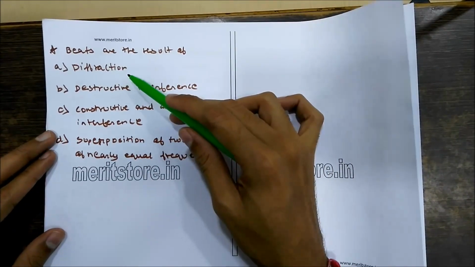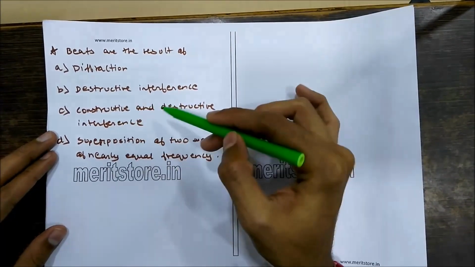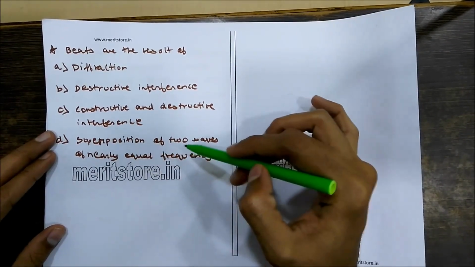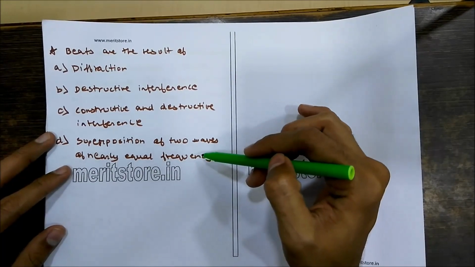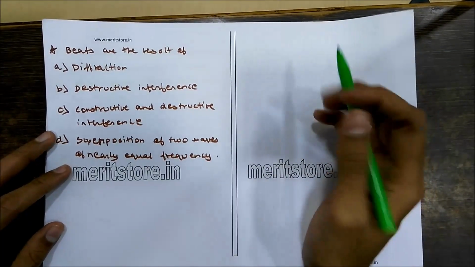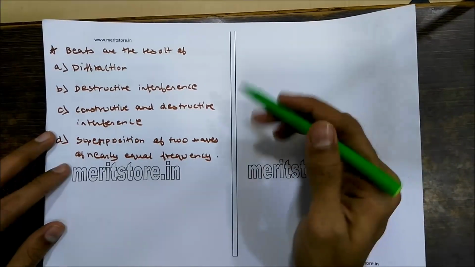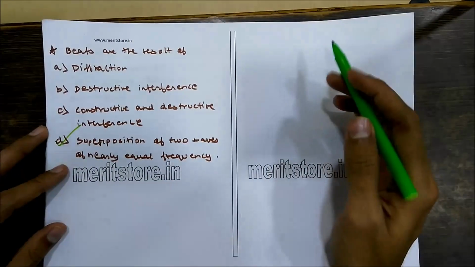Beats are the results of diffraction, destructive interference, constructive interference, or superposition of two waves of nearly equal frequencies. Basically, beats are the results of superposition of two waves of nearly equal frequencies. When they interfere, the beats are produced. So D is the correct option.